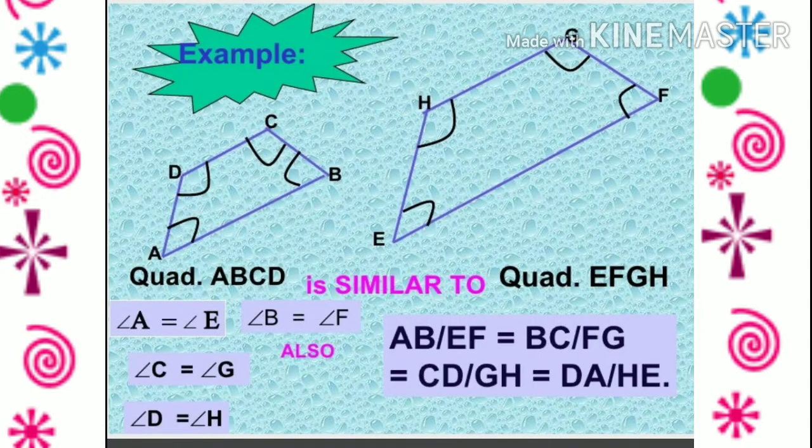See this example, quadrilateral ABCD and another quadrilateral EFGH. Both are similar. If it is similar, what you have to say is that the angles are equal. That is the first thing. Their corresponding angles must be equal. So angle A is equal to angle E, angle B is equal to angle F, angle C is equal to angle G, angle D is equal to angle H. So the first thing is satisfied: the corresponding angles are equal.